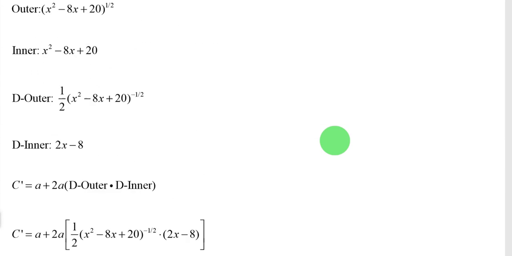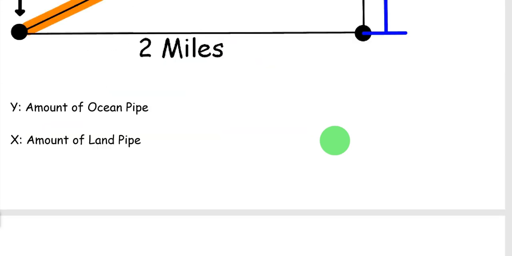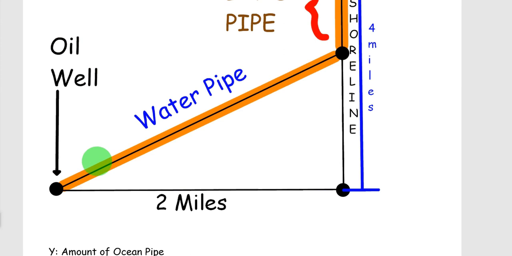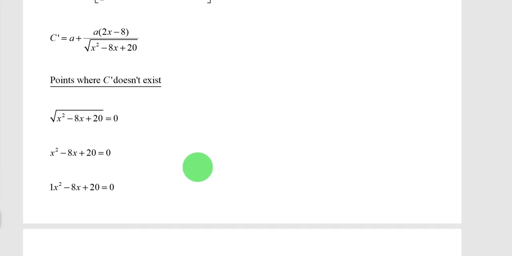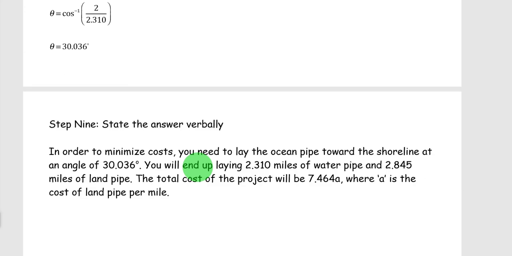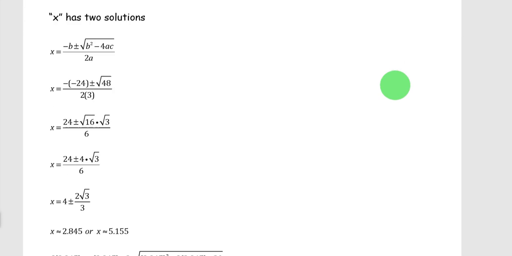So basically what we've determined is, we're going to have to go way back here. This angle needs to be about 30 degrees. We're going to use a little bit more than 2 miles of water pipe. And we're going to end up using, got to go back because this is such a long problem, about almost 3 miles of land pipe. So we actually end up using more land pipe than water pipe, which makes sense because it costs half as much. That's it for this optimization equation.